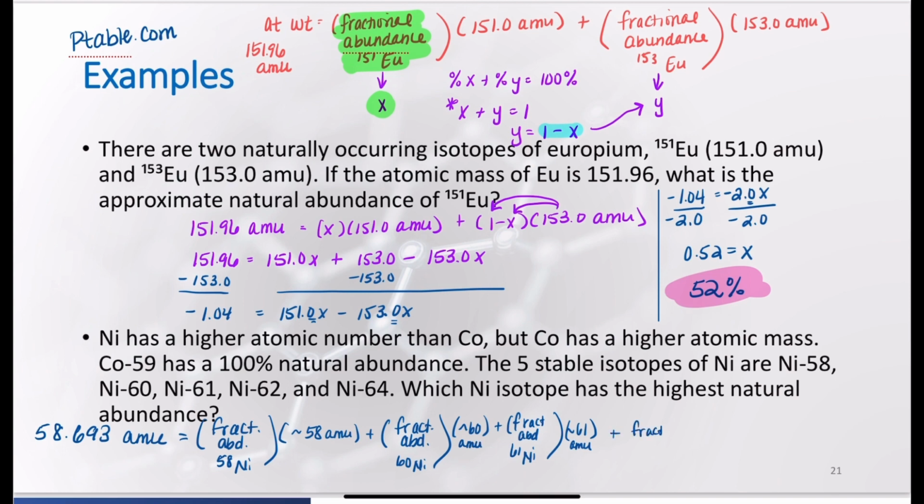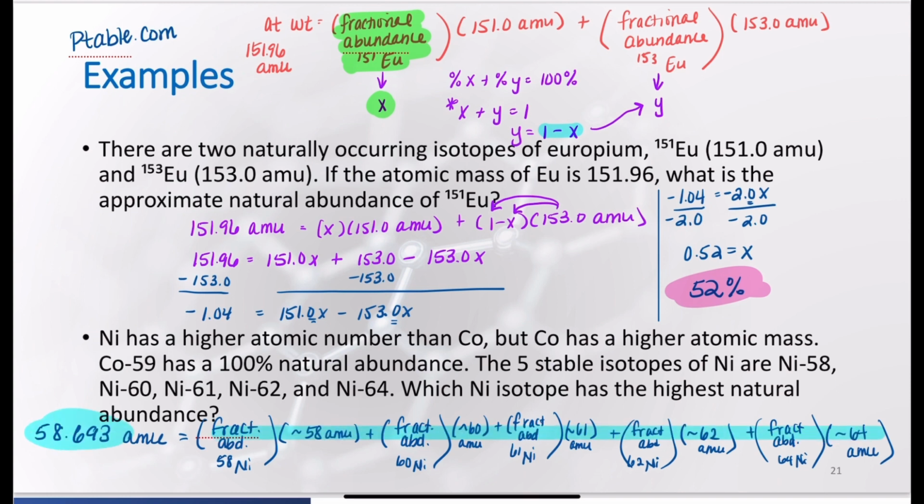plus the fractional abundance of nickel-62 times the mass of nickel-62, which will be around 62 AMU, plus the fractional abundance of nickel-64, which will be around 64 AMU. I know all of this, this giant computation here has to equal out to 58.693.